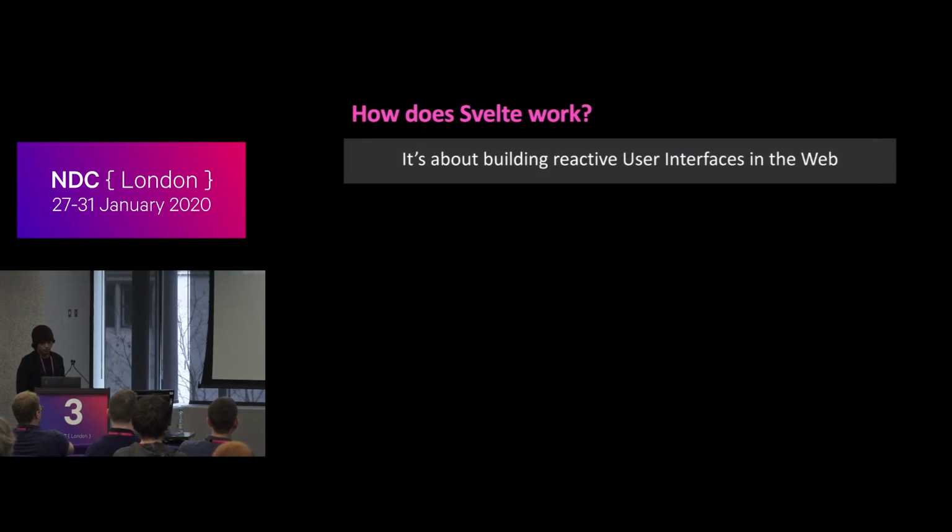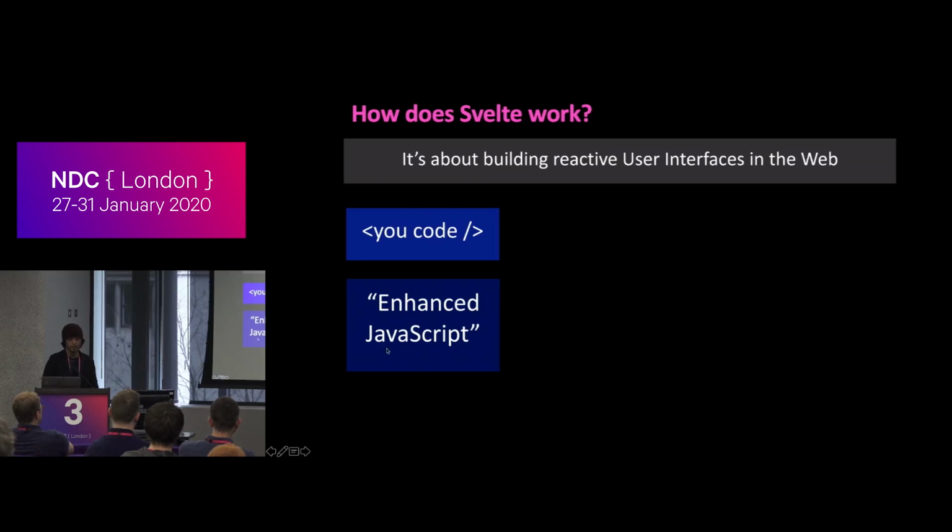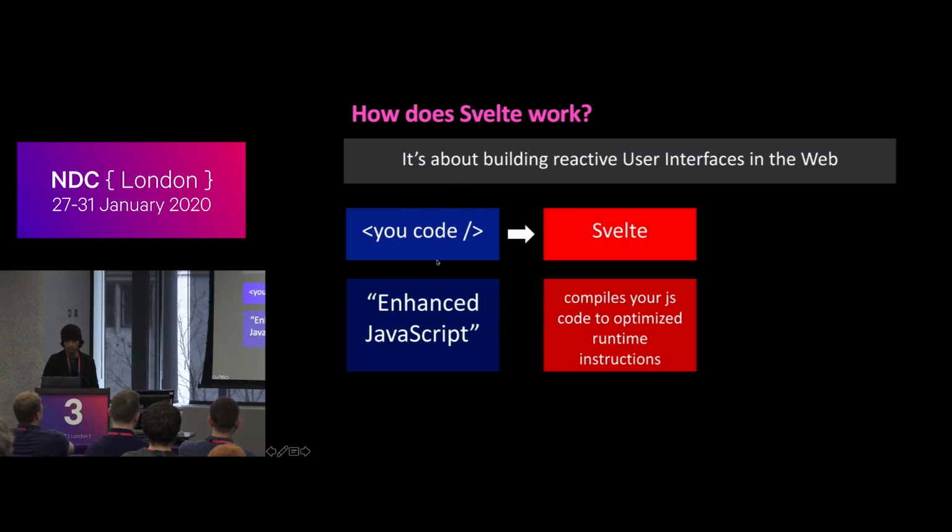So now let's see how does Svelte work. Okay, so you write normal JavaScript code, but you need to follow certain syntax. So enhance JavaScript, your code. And then when you run the Svelte compiler over your code, it compiles that code to optimized runtime instructions. So here it is. You were probably saying right now, is this important?